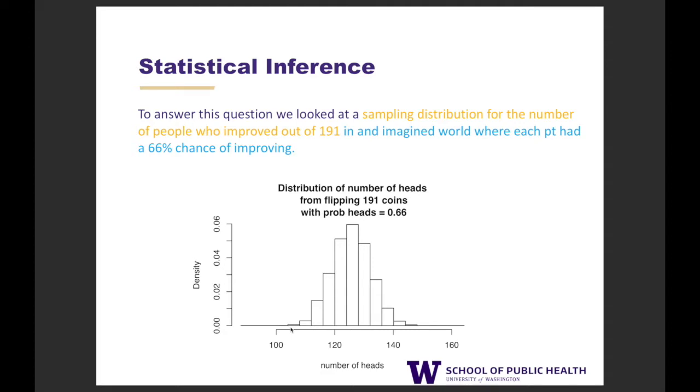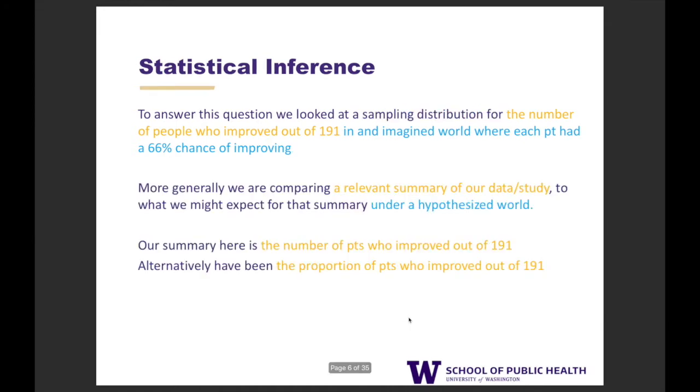If we were to look at this and remember that in our data we observed 146 patients responding, 146 would be very unlikely in this imagined world. So again, we talked about running hypothesis testing here. Likely we would get a very small p-value and could reject the null hypothesis that the probability of heads was 0.66. Anyhow, that was stuff we had done before. We're now going to think about sampling distributions and statistical inference in a similar way, but slightly different.